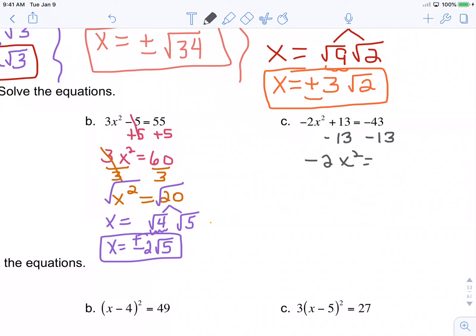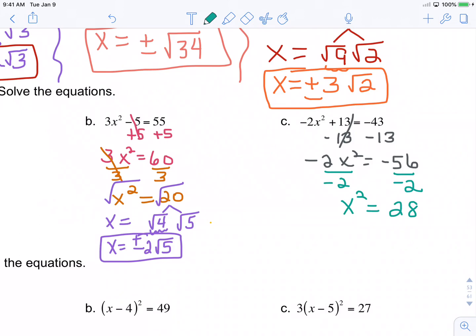And when I subtract 13, we have a negative 43 and a negative 13. They're both negative. That gives us negative 56. 13's cancel. Second step, we're going to divide by negative 2. So now I have to do negative 56 divided by negative 2. Use that calculator. So negative 56 divided by negative 2. That's going to make 28.